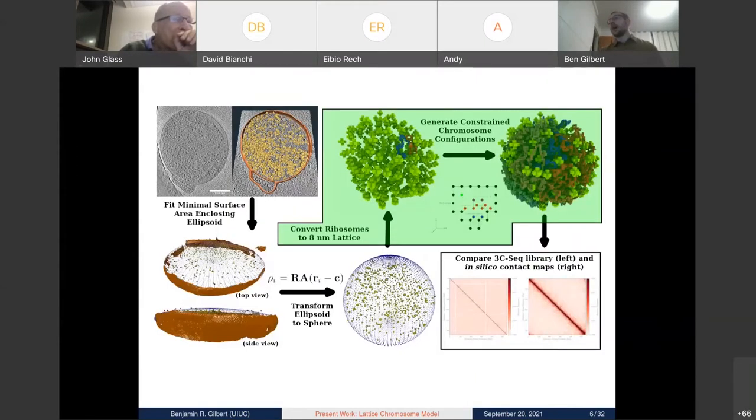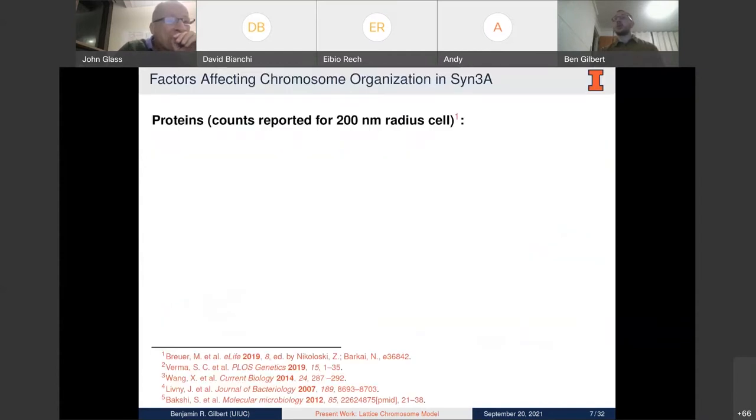And so then once we had that, we converted that to a lattice representation, which is what we use for our whole cell kinetic models. And we began placing the chromosome configurations.